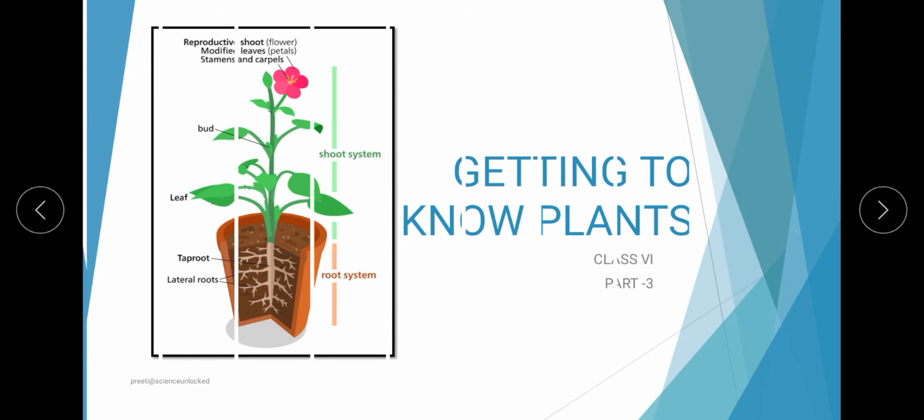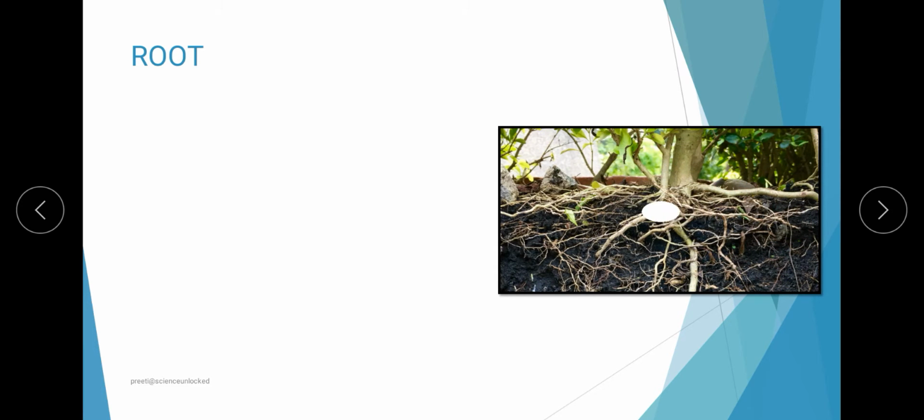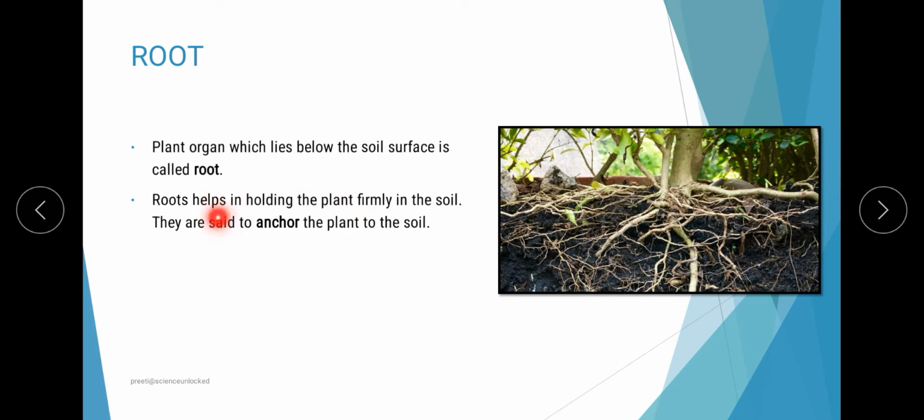Now we have already discussed multiple parts of the plant, but we are still left with two parts. The first is the root. When we talk about roots, the very basic aspect is its location, that is, where exactly we are going to find it. It is below the earth's surface, and it helps in anchoring, that means holding the whole plant firmly with the soil and keeping it alive.